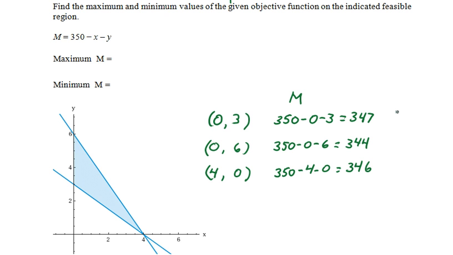346. So the maximum of m occurs at (0, 3). The minimum of m occurs at (0, 6). The maximum value of m is 347. The minimum value is 344.